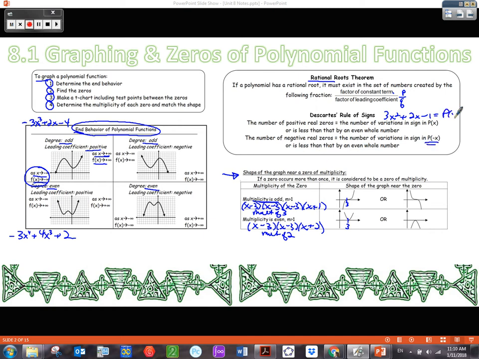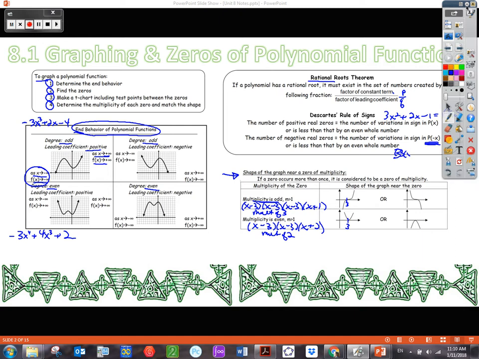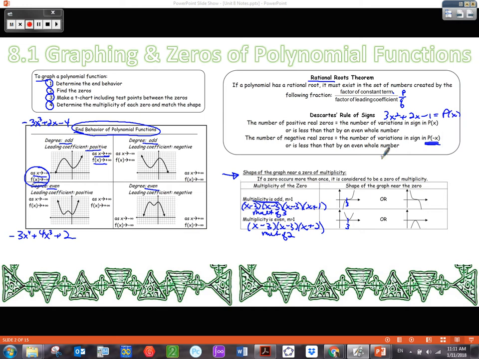To do the number of negative real zeros, we would have to find P of negative x. So we'd have to put a negative x everywhere there's an x. In this case, we'd put a negative x in place of that x. So we would do 3 times negative x squared plus 2 times negative x minus 1. Negative x squared we know is a positive, so that would be 3x squared, and then that would be minus 2x minus 1. And so for our sign variations, we go from positive to negative, so that's one sign variation and there's not another. And there would be one negative.